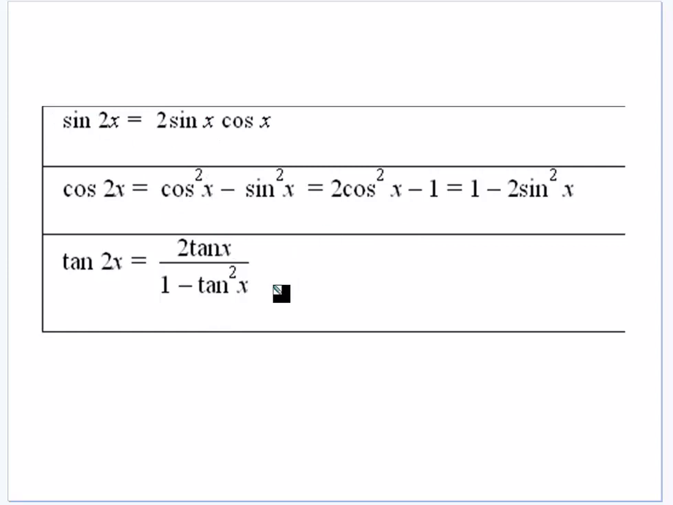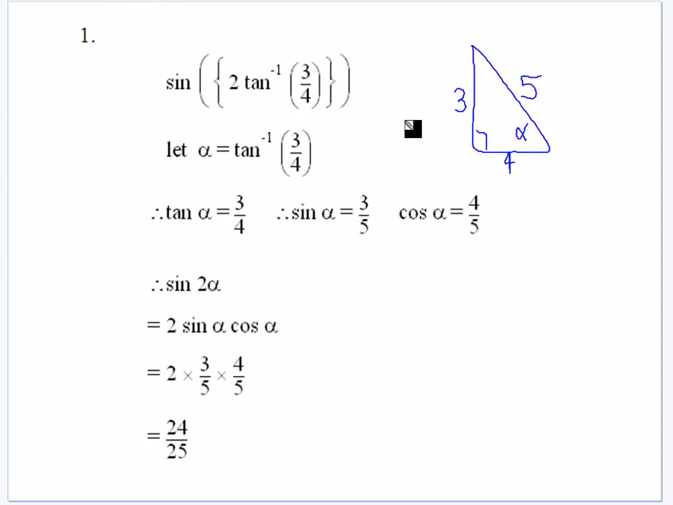So work we've done in the trig functions earlier, can we use those ideas to play around with some of these problems? Well, if we're going to look at sine of 2 lots of the inverse tan of 3 on 4. So again, go back to this idea that, let inverse tan of 3 on 4 be alpha. So again, if we draw up our triangle, if we've got an angle alpha, tan's the opposite on the adjacent. So our hypotenuse would be 5. So sine of alpha is 3/5 and cos of alpha is 4/5.